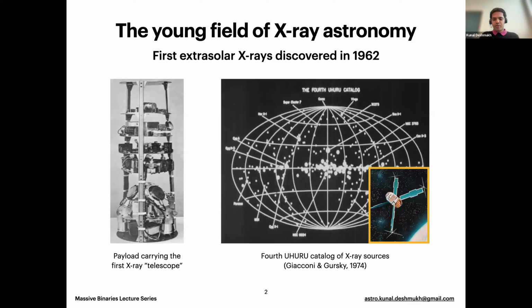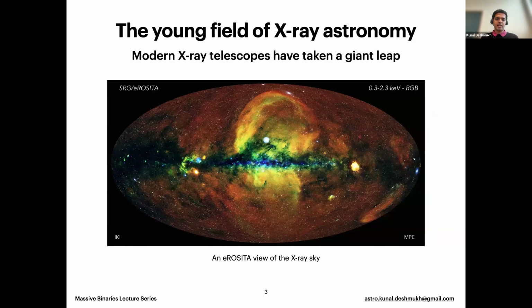If we fast forward to today, the X-ray view is much more sophisticated. This is a nice image from the eROSITA X-ray telescope. This is in the 0.3 to 2.3 keV energy range. And what we see here is millions of X-ray sources in the sky. That is how advanced we are in our sensitivity of detecting X-rays from not just galactic but also extragalactic sources.